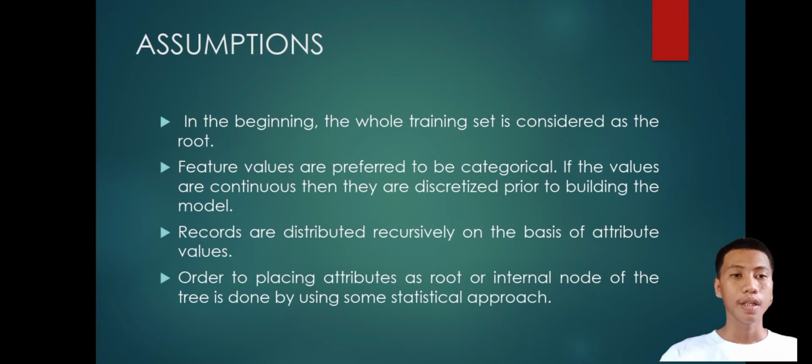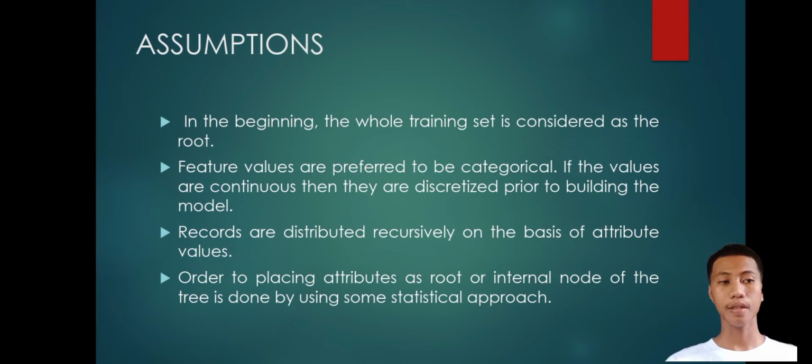Assumptions. In the beginning, the whole training set is considered as the root. Feature values are preferred to be categorical. If the values are continuous, then they are discretized prior to building the model. Records are distributed recursively on the basis of the attribute values. The order of placing attributes as root or internal node of the tree is done by using some statistical approach.